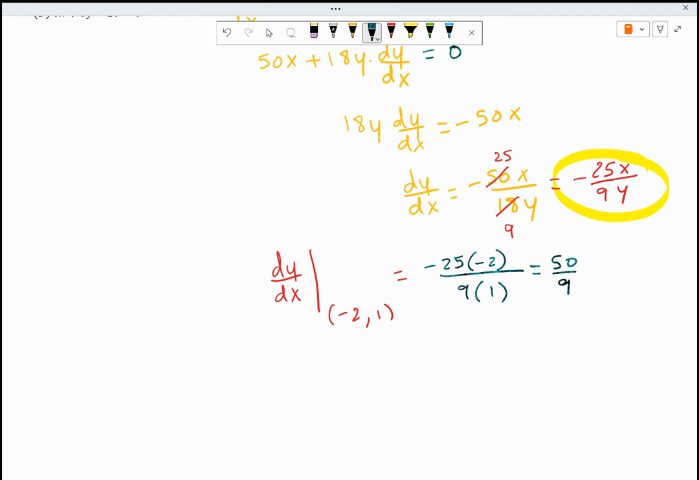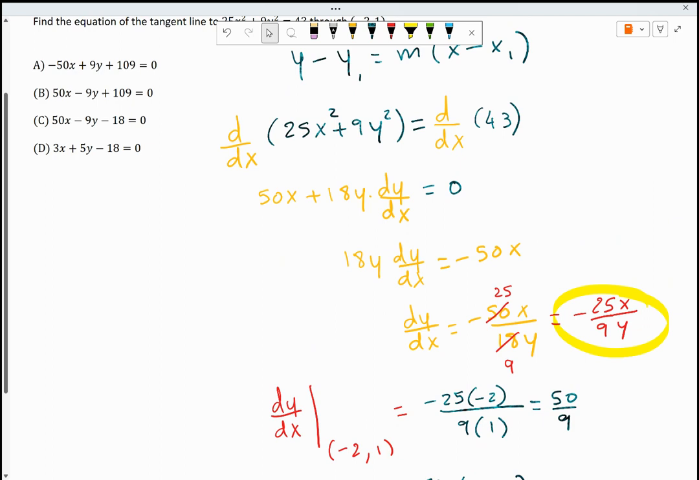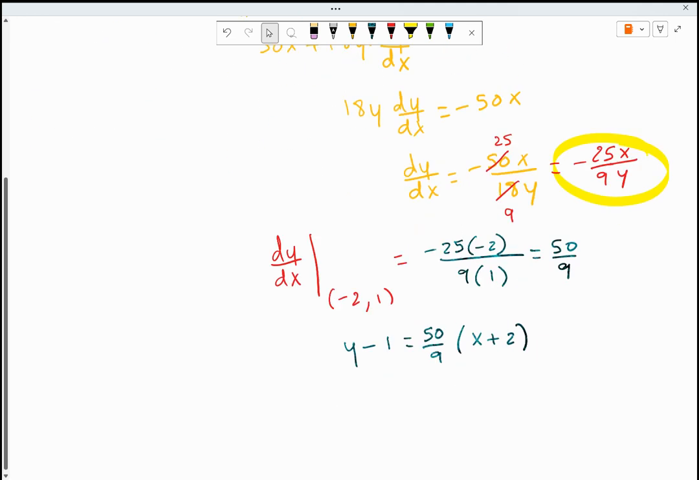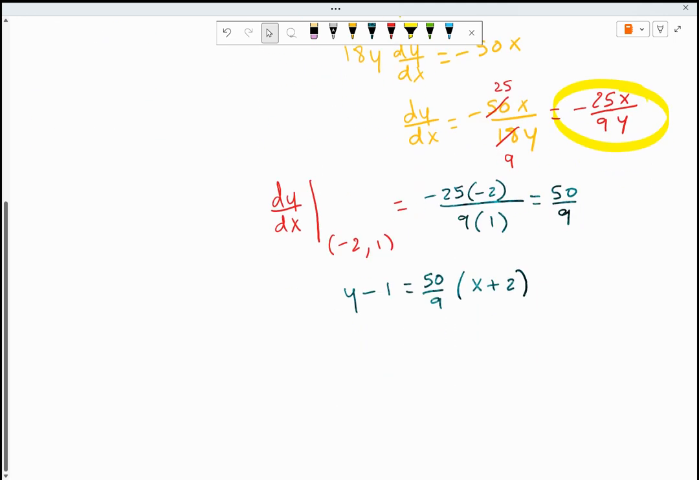So we're going to then use the point slope formula and say y minus y1, that's going to be 1, is equal to 50 over 9 times the quantity x minus negative 2, so that's going to be x plus 2. Now notice that all of the answers that I'm given here in my choices are written in standard form. So I'm going to have to change this into standard form.